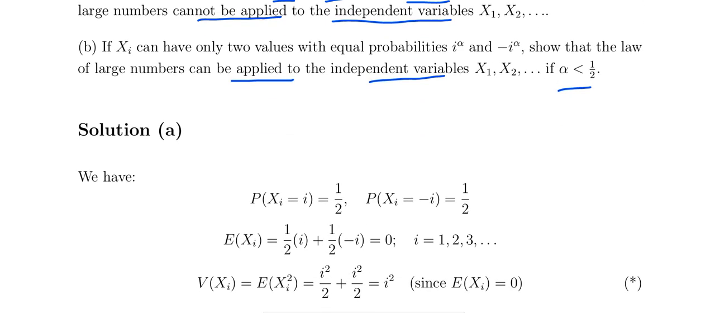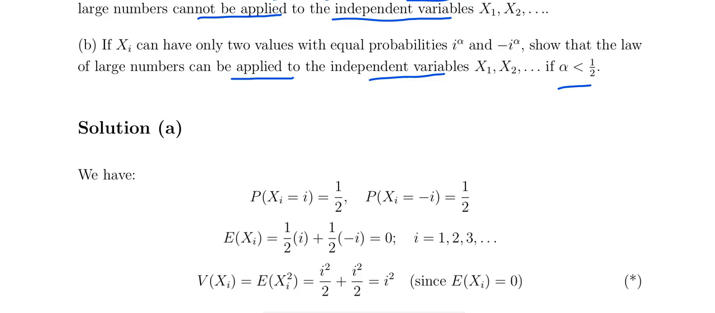It is a slightly complicated problem. P of xi equals i is 1/2, equal probability, and P of xi equals minus i is 1/2. So the expectation is automatically 1/2 into i plus 1/2 into minus i, which is 0. Variance of x is E of xi square minus E of xi whole square. Since E of xi is 0, we only need to find the first term, which is 1/2 into i square plus 1/2 into minus i whole square, that is i square by 2 plus i square by 2, equal to i square.